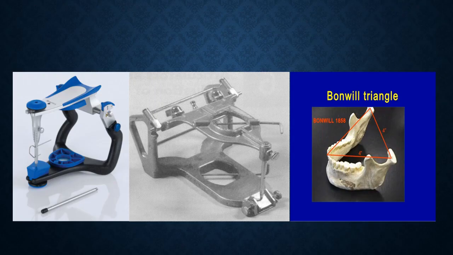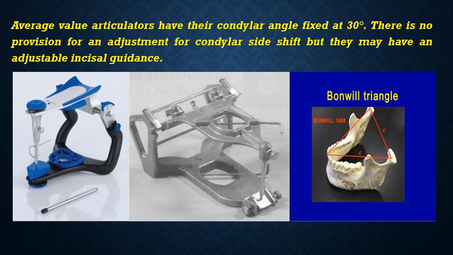Well, this is the mean value articulator, or they call it the average value articulator. Their condylar angle is fixed at 30°, and some say 33°. There is no provision for adjustment for condylar side shift, but they may have an adjustable incisal guidance. The side shift, or lateral movement, is fixed according to studies. It says that the average is 30 or 33.